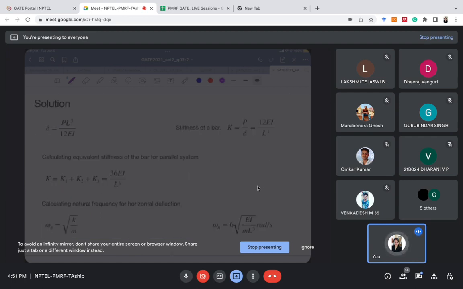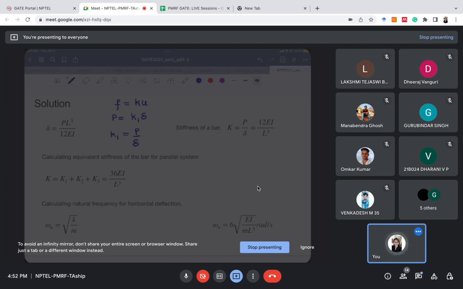Now we have to simply put in the formula, right? I've told you F equal to K into U. Here F is P, force is given as P. K is K equivalent. U means displacement, which is given as delta. So we need to find the value of K1, for the first column. For the first column, the stiffness is K1, force is P, U is delta, right? So what will be the value of K1 now? K1 will be P by delta.